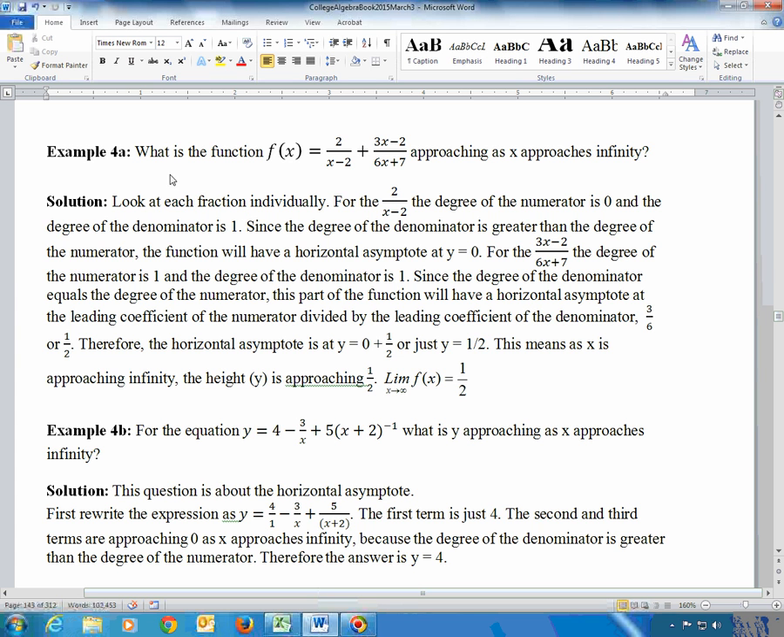Okay, for this problem it says what is the function right here approaching as x approaches infinity. Okay, it's a horizontal asymptote question. We don't have to get a common denominator or anything. All we got to do is look at the powers of each part of this. Here's a part right here.